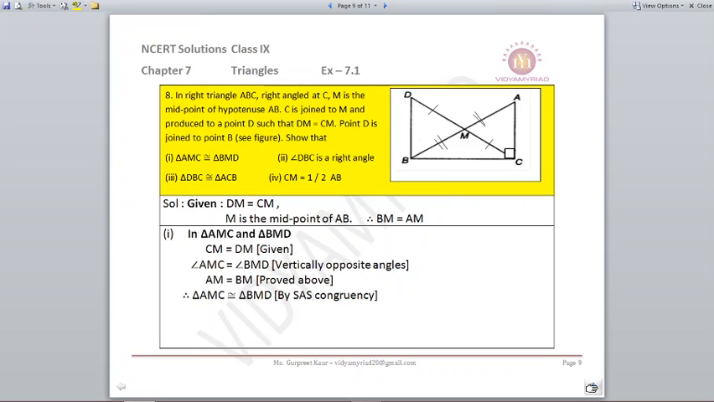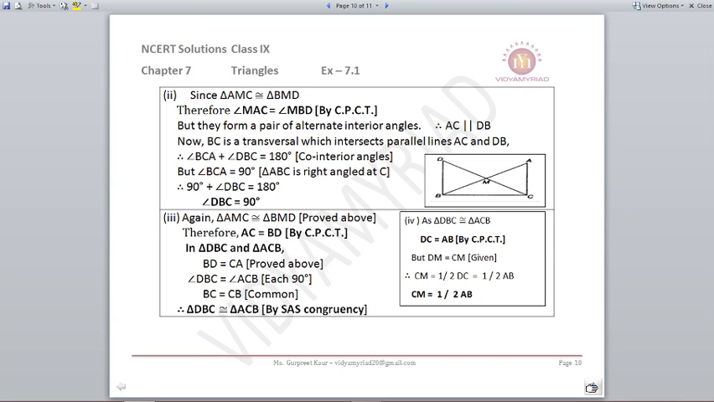Second, they are saying that angle DBC is a right angle. Now we are already told that angle ACB is a right angle, C is a right angle. We need to prove that angle B is also a right angle. So let us see. Now when the triangles are congruent, both the triangles, we can say that angle MAC is equal to angle MBD. Okay, what is this? They are forming the alternate interior angles, and we can say that AC is parallel to DB.